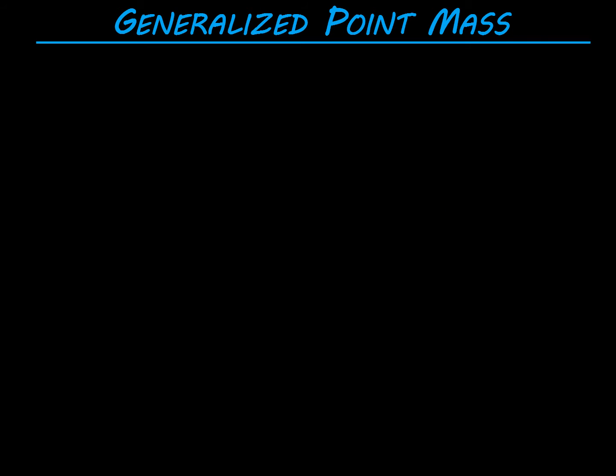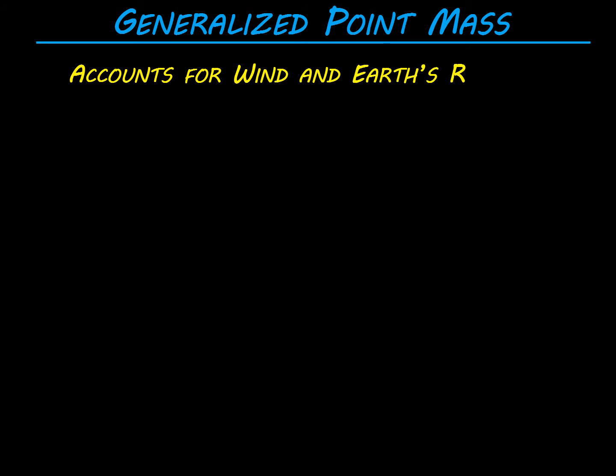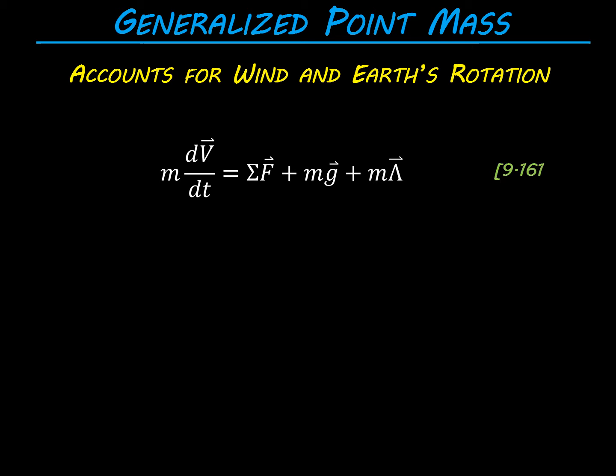Our generalized point mass model is when we start accounting for wind and the rotation of the Earth in our model. We can lay that out this way: our mass times our change in velocity, which is acceleration, is equal to, first, the aerodynamic forces, all of that stuff going on with the air interaction, and then we have a Coriolis force also in here to account for the Earth's rotation.